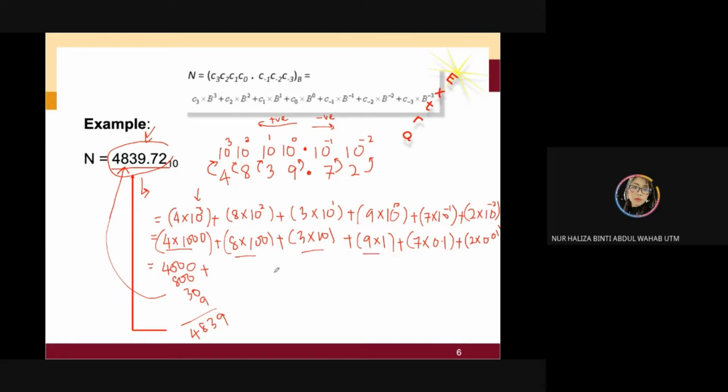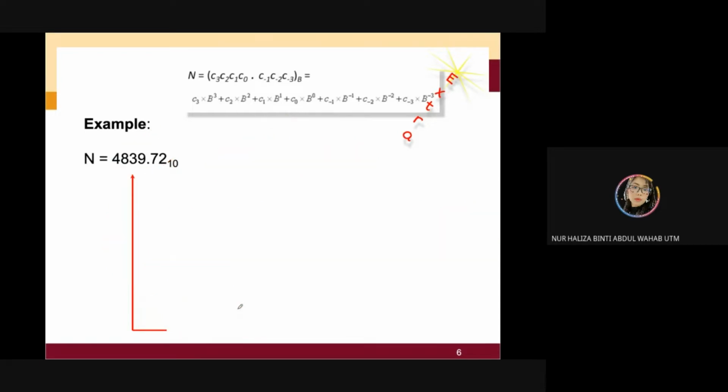And then for here it is 0.7 plus 0.02. And if you add it, you're going to get 0.72. So this is how basically it's going to look like.